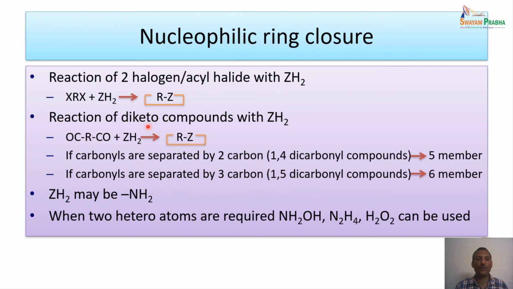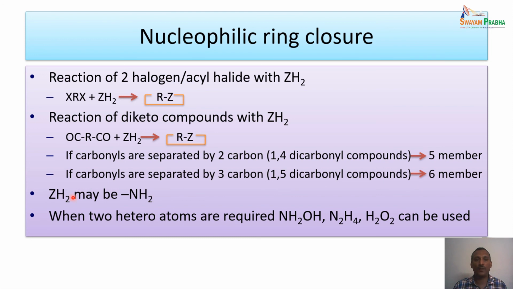Another case is reactions of diketo compounds with ZH2. So here there is a carbonyl unit, and there is a carbonyl unit, with a central alkyl unit connecting these two carbonyl units. This reacts with ZH2 and gives a cyclic system as shown here. If the carbonyls are separated by 2 carbons, that is 1,4-dicarbonyl compounds are used, we get a 5-membered cyclic system. And if the carbonyls are separated by 3 carbons, that is 1,5-dicarbonyl compounds, we get a 6-membered heterocycle.